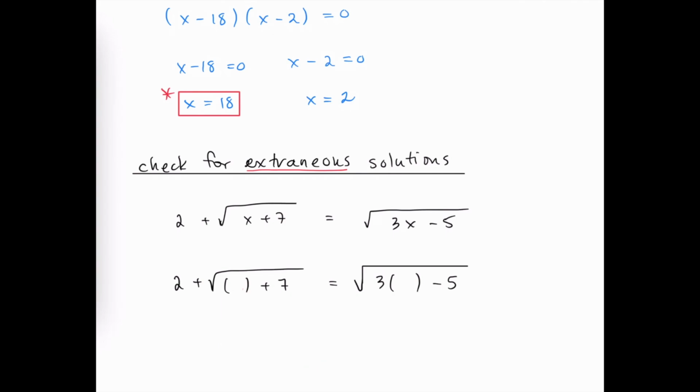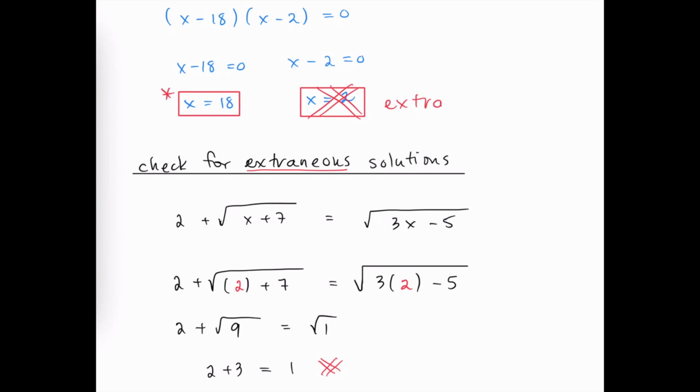And so we'll do this again now, plugging x is equal to 2 back into our original equation. So we get 2 plus the square root of 9 here is equal to 6 minus 5 is the square root of 1. So this will be 2 plus 3 is equal to 1. That's not a true statement, and so this solution does not work. The x is equal to 2 solution turned out to be extraneous. So we only have one solution to this radical equation.